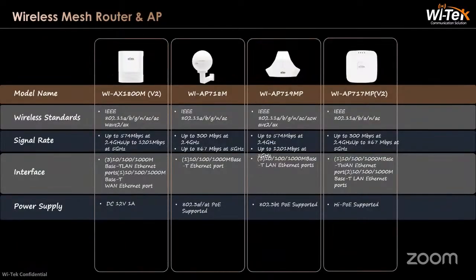Let's move on to this slide. This slide introduces our mesh access point family. You can see we have the indoor Wi-Fi 6 access point router, and we also have the outdoor Wi-Fi 5 mesh access point. Also, we have two unique ones. You can see these two. These two are also Wi-Fi 5 models, and have two PoE outputs that can directly power the IP camera.